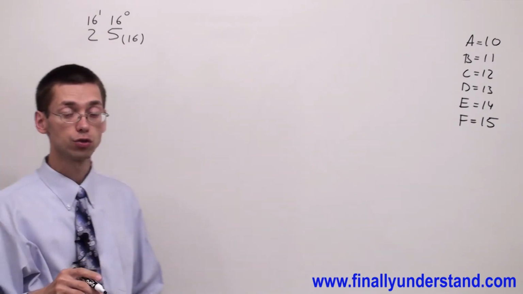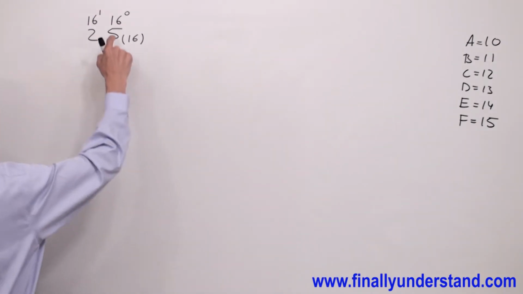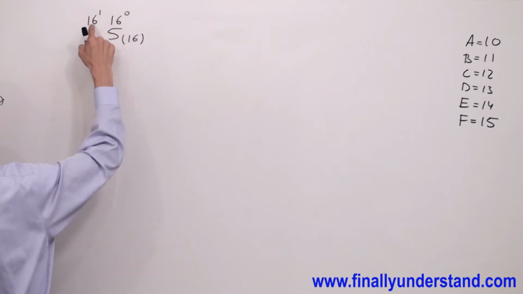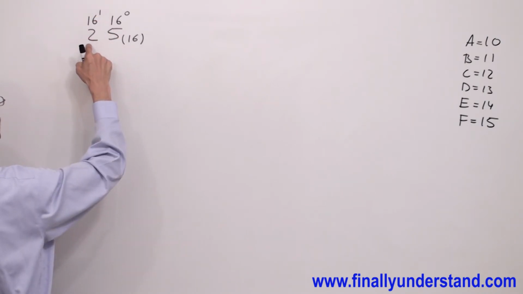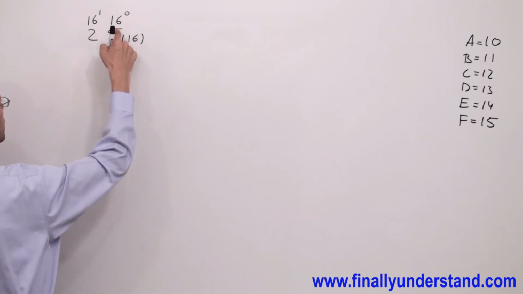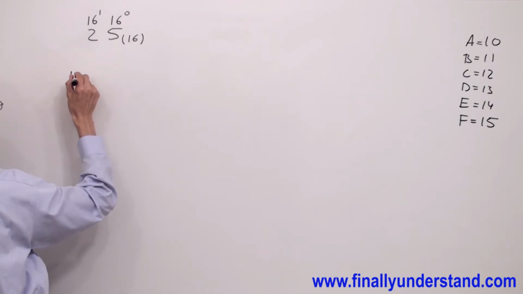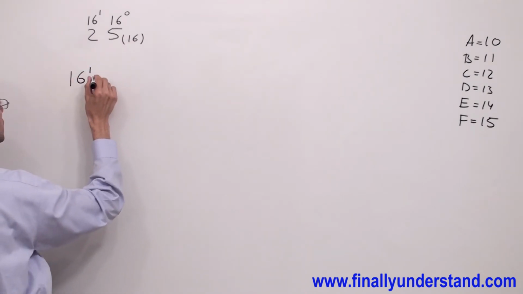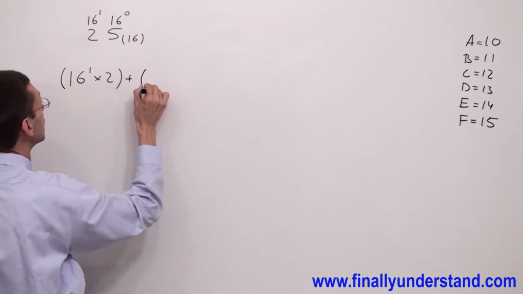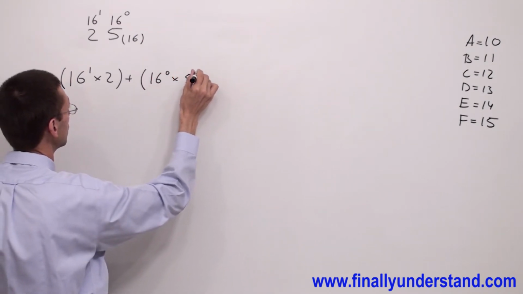So next you're supposed to multiply every weight, in this case 16 to the first power, by the digit which is below that weight, plus another weight multiplied by the digit which is below it. So how is it going to look? This is 16 to the first times 2 plus 16 to 0 times 5.